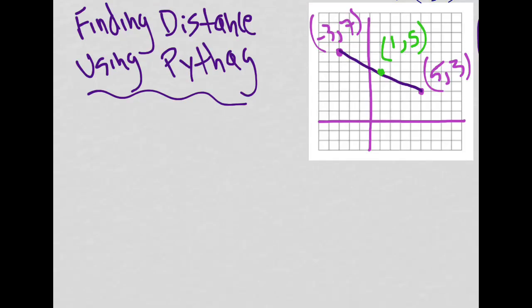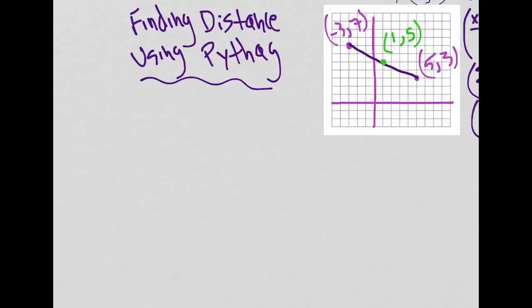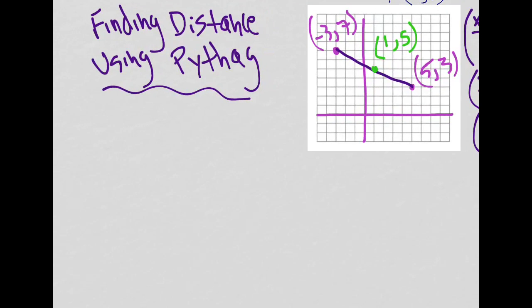Alright, so now let's find the distance between the point (1, 5) and (5, 3). And I want to do this using the Pythagorean theorem. And let's quickly refresh ourselves on what that says. Pythag says a squared plus b squared equals c squared.